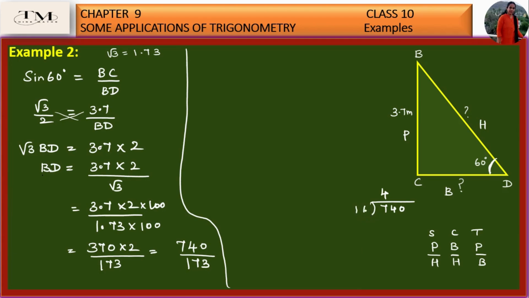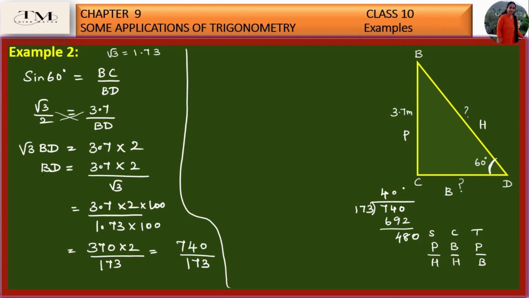173 into 4 times. So 3 4s are 12, balance 1, 7 4s are 28, 28 plus 1 is 29, balance 2, 1 4s, 4 plus 2 is 6, 692. So if we subtract 740 minus 692, it is 48. 48 is not divisible by 173. So we should add 0 here and put a decimal.